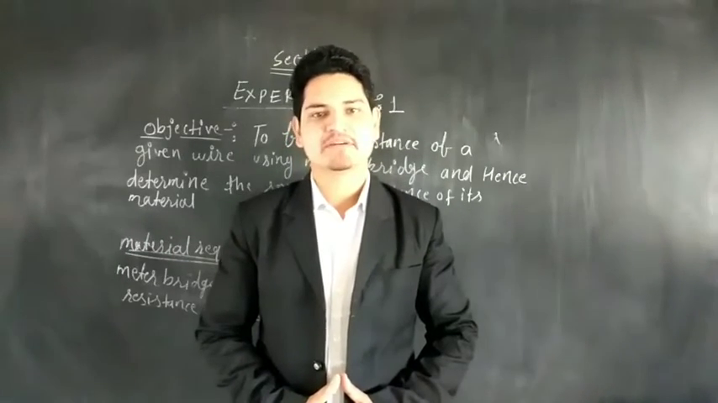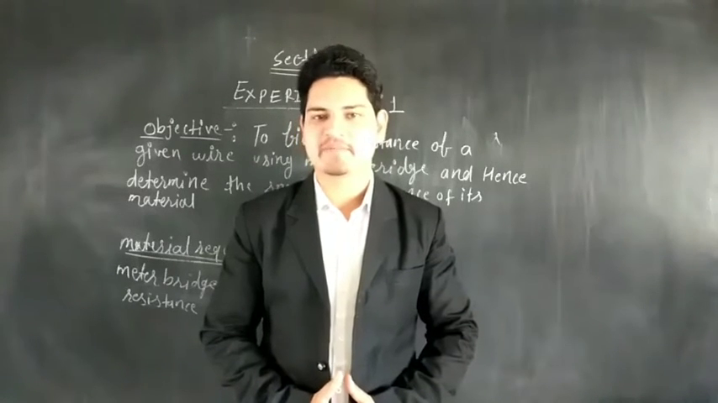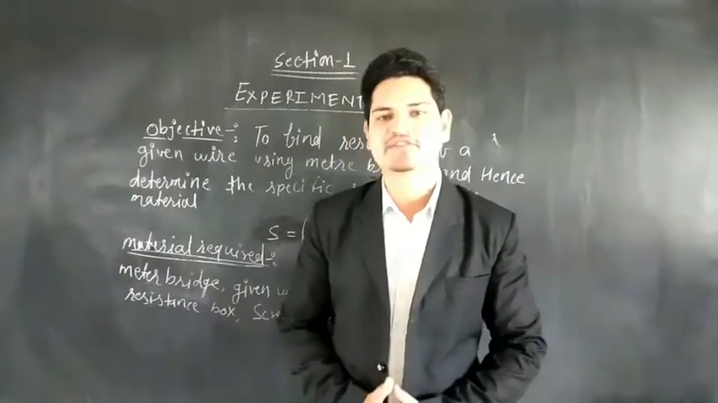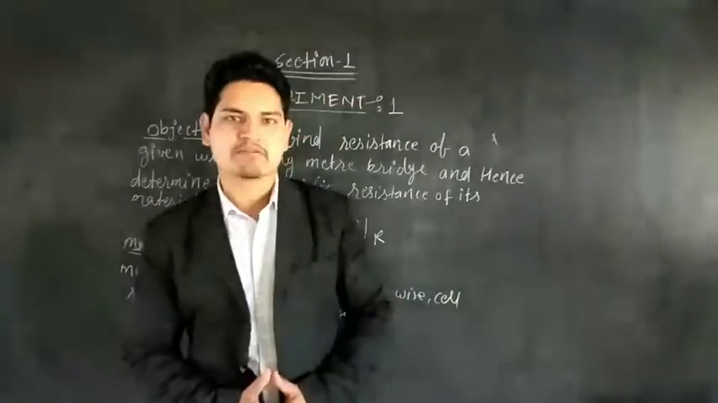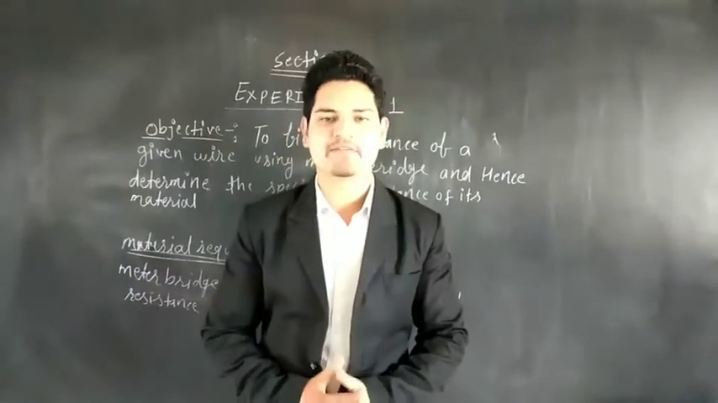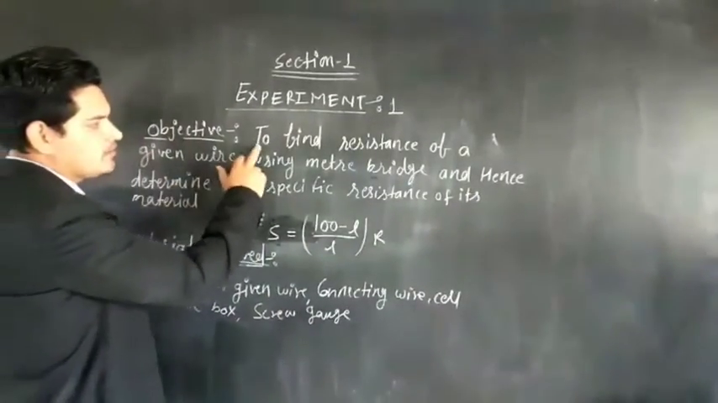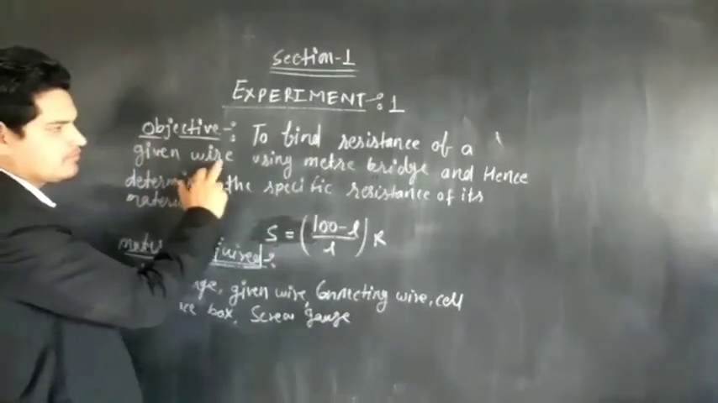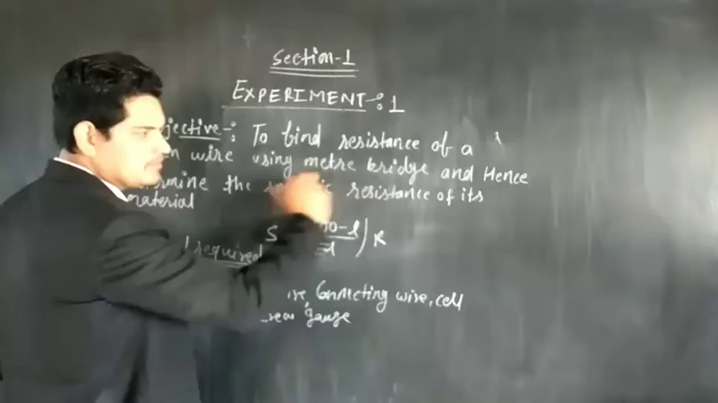I am Abrar Ahmed. Today we are going to start our first experiment from section 1. The aim of the experiment is to determine the value of resistance of a given wire. The objective is to find the resistance of a given wire using a meter bridge.